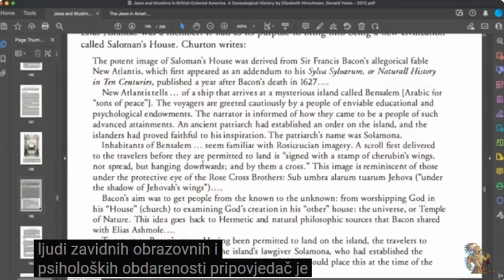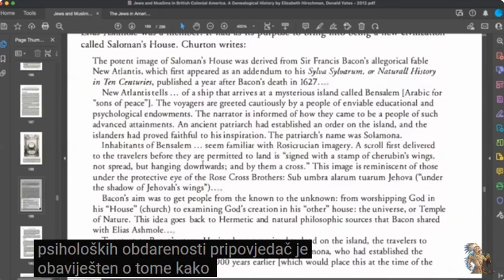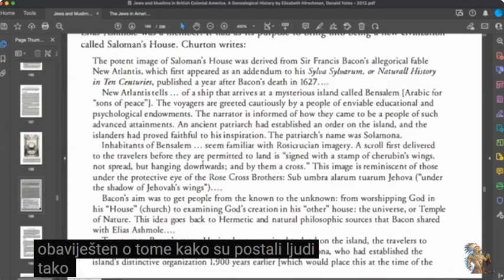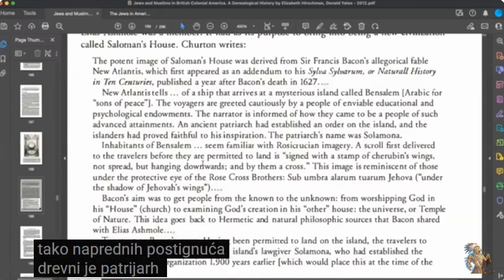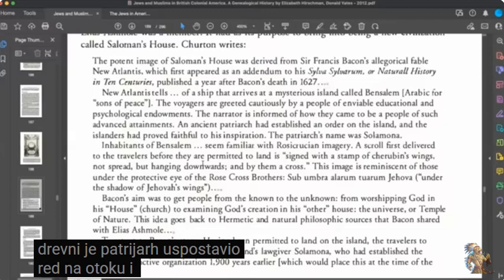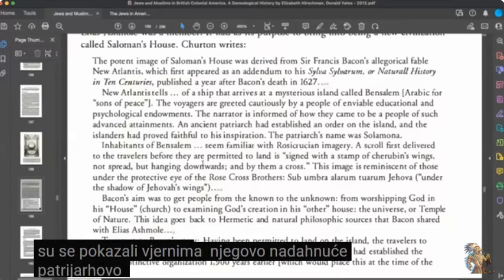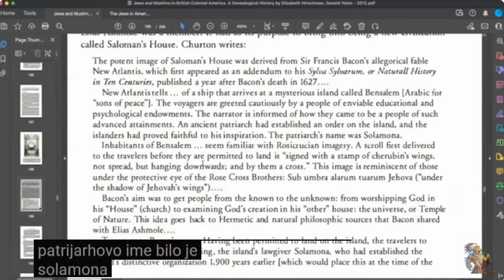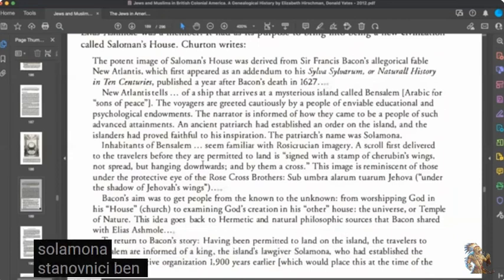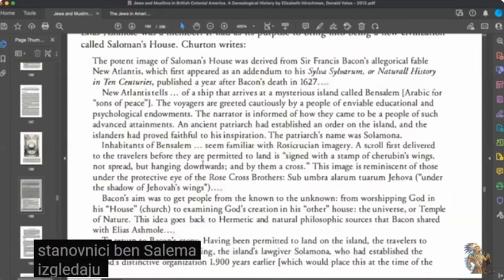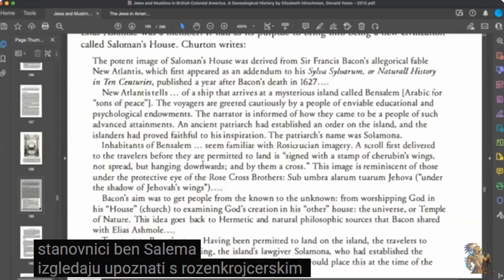The narrator is informed of how they came to be a people of such advanced attainments. An ancient patriarch had established an order on the island, and the islanders had proved faithful to his inspiration. The patriarch's name was Solamona. Inhabitants of Ben Salem seem familiar with Rosicrucian imagery.